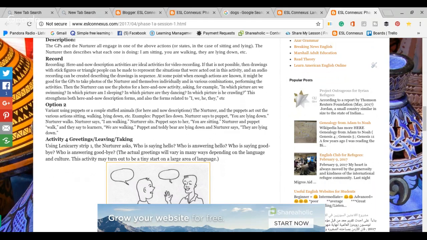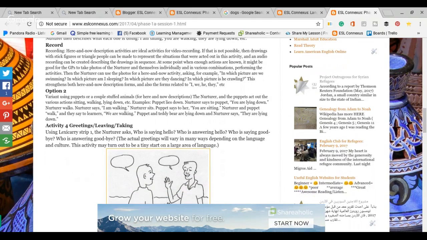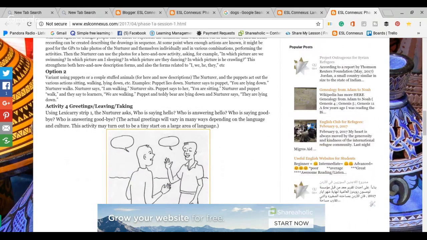Another option or variation on this would be using objects or a couple of stuffed animals for here and now descriptions. The nurturer and the puppet act out the various actions, sitting, walking, lying down, etc. Again, this totally takes the pressure off the GP. Puppet lies down. The nurturer says to the puppet, you are lying down.